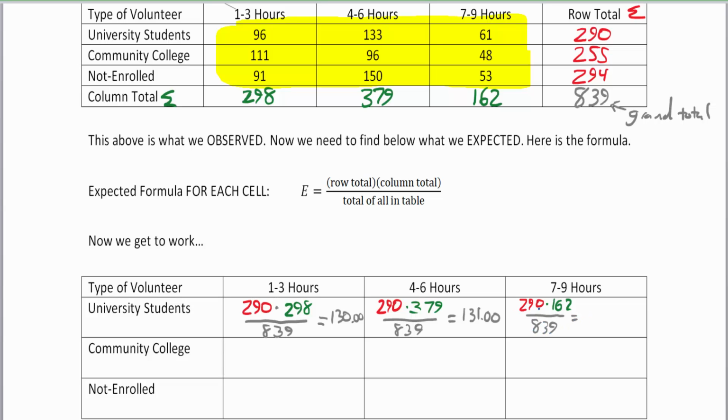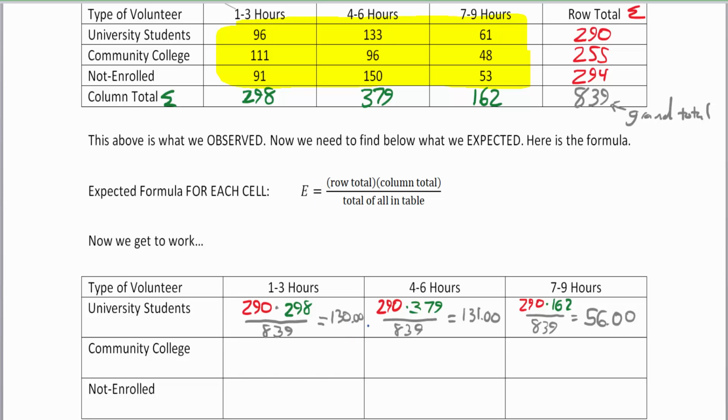Okay, we do our multiplication, 260 times 162, and divide by 839, and we get an answer of 56.00. Alright, there we go. There we have our expected values, and that one was pretty close. Look, 61 versus 56. That first one, though, really got me worried, because 96 and 130 are not close together.